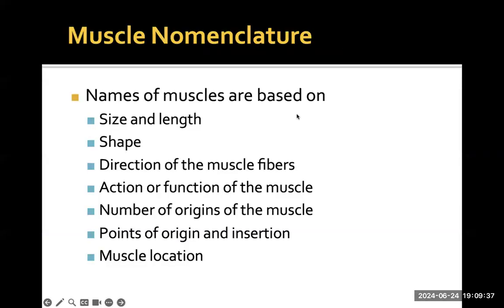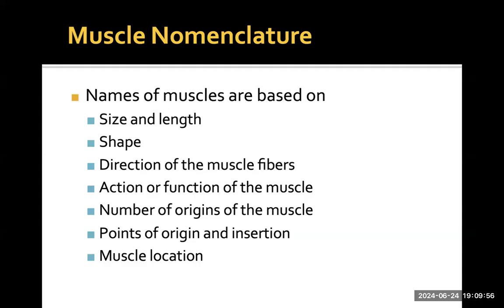Muscle nomenclature is super, super, super important for you guys. I don't know if I can stress that enough, just because there's so many muscles. There's over 600, not that we're asking you to know all of them, but there's over 600 muscles in the body. And because there's so many, rather than just trying to memorize hundreds of muscles, if you learn the nomenclature, it's going to make more sense.